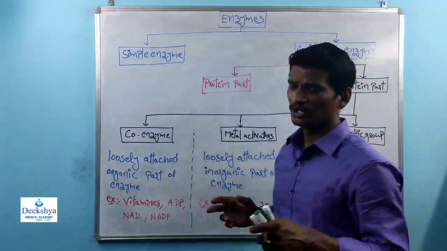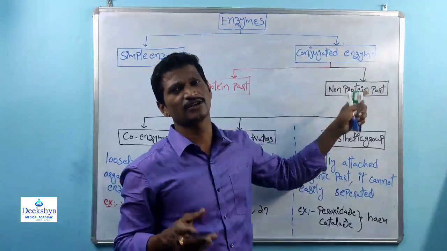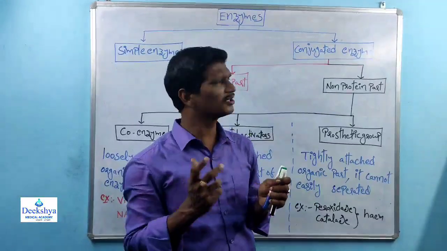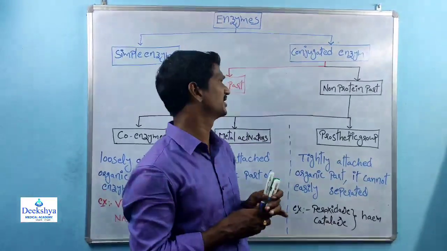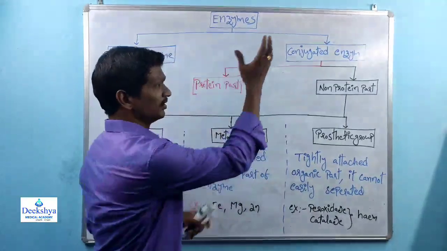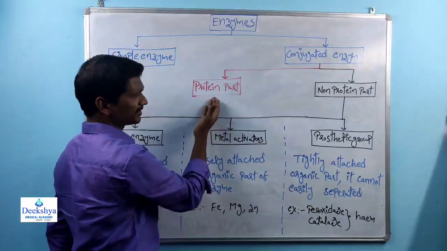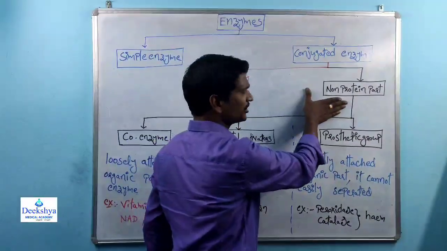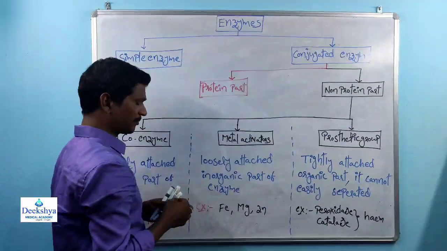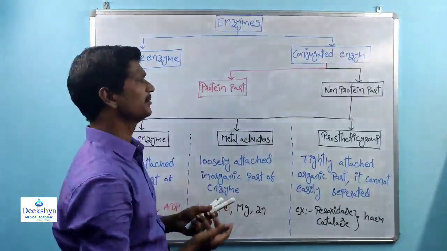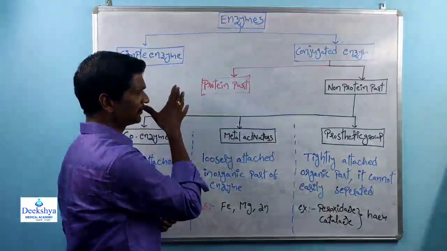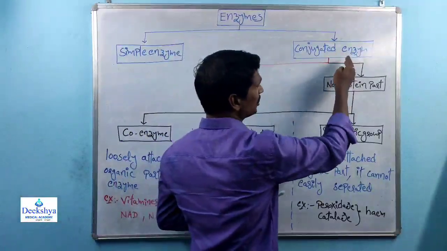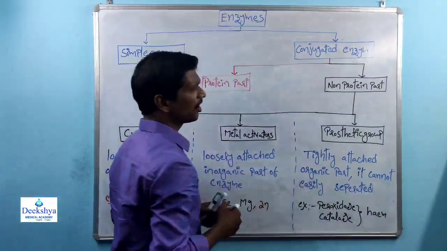Coming to the next one, conjugated enzymes. Conjugated means there is a combination. What are the components present here? In conjugated enzymes, there is a protein part and a non-protein part. The protein part is made up of proteins, that is, amino acids. And the second part of conjugated enzymes is the non-protein part.